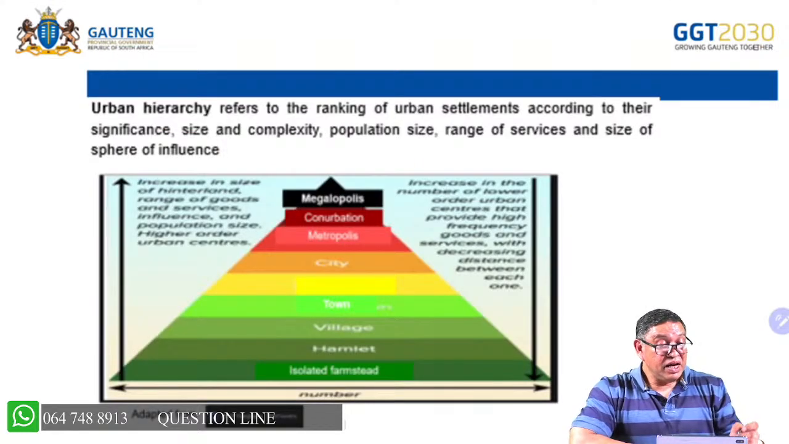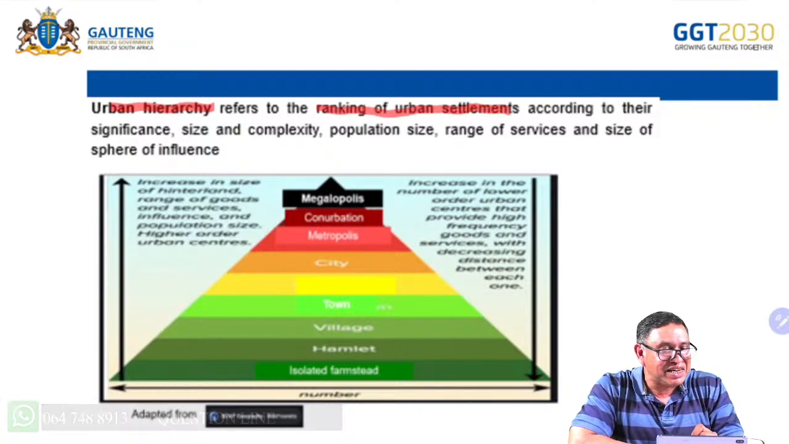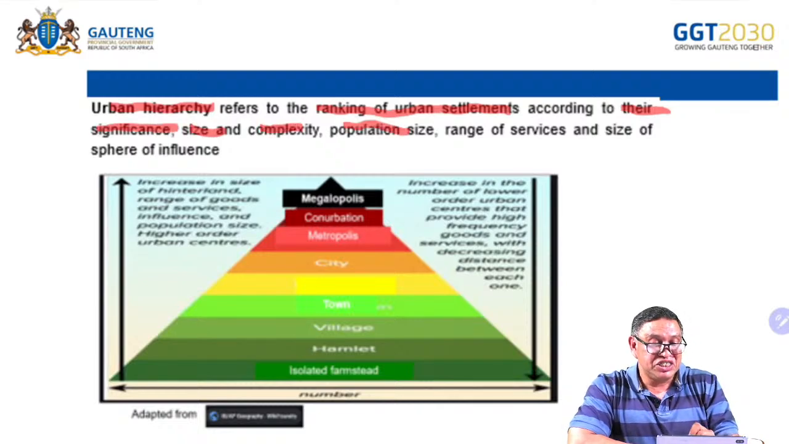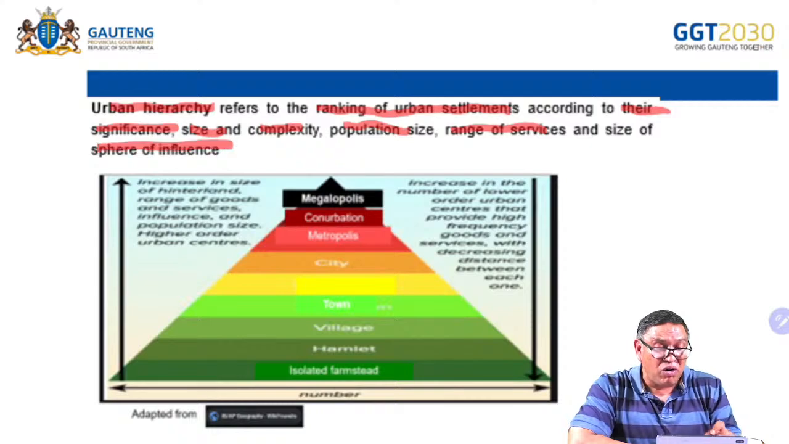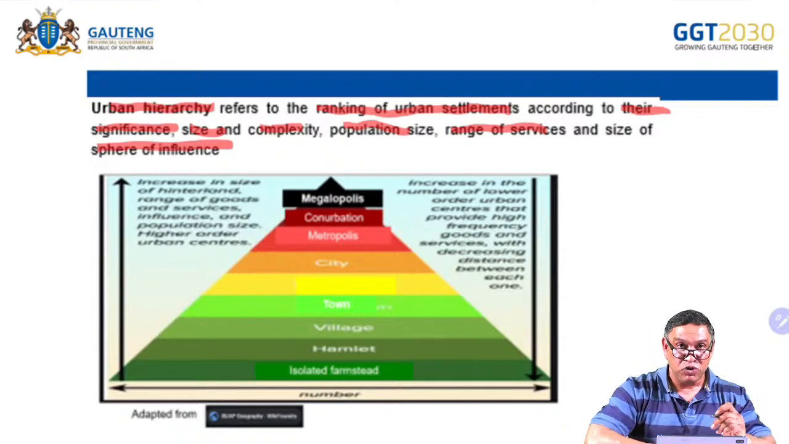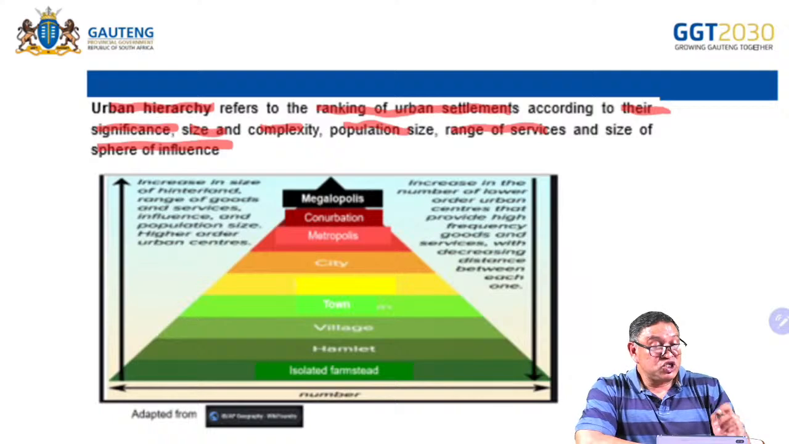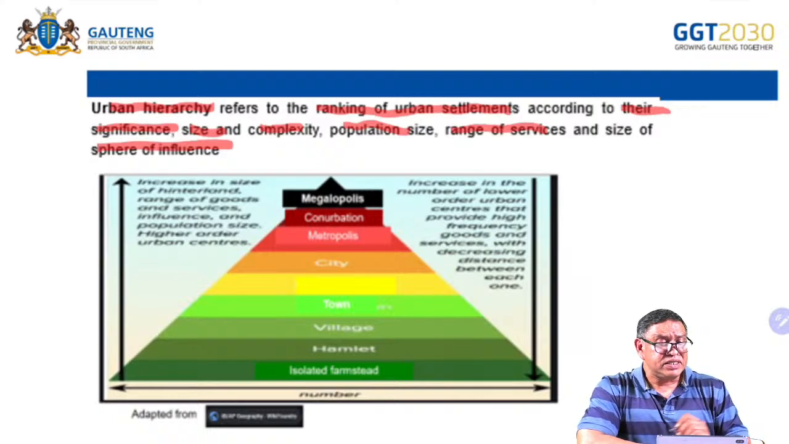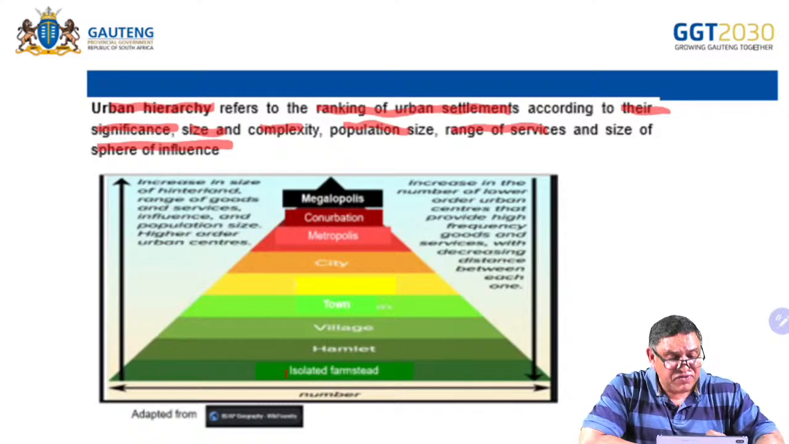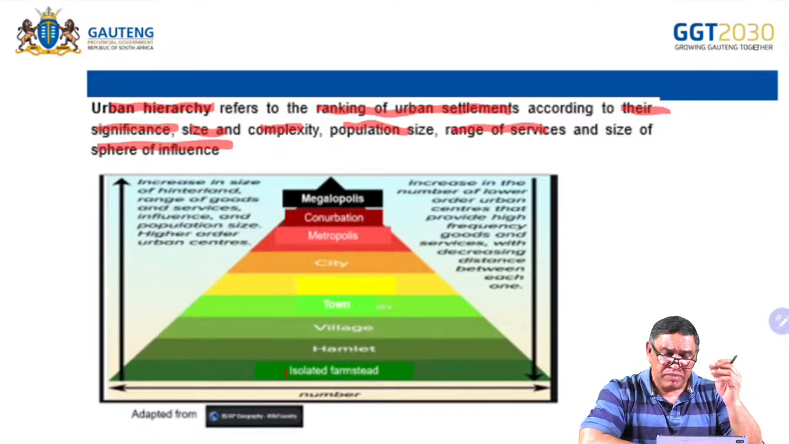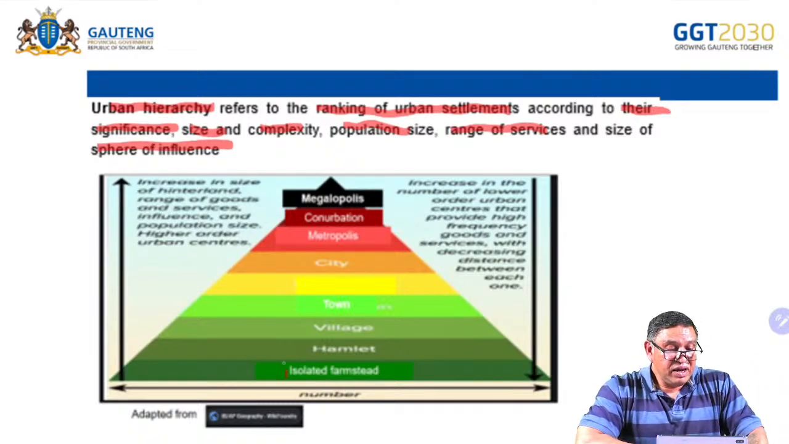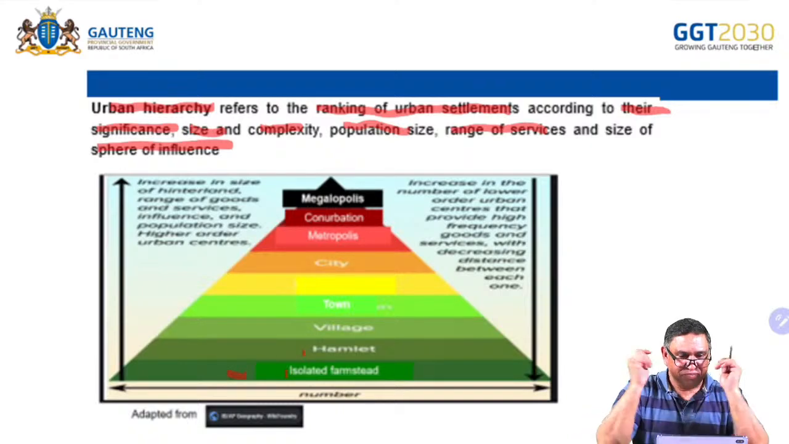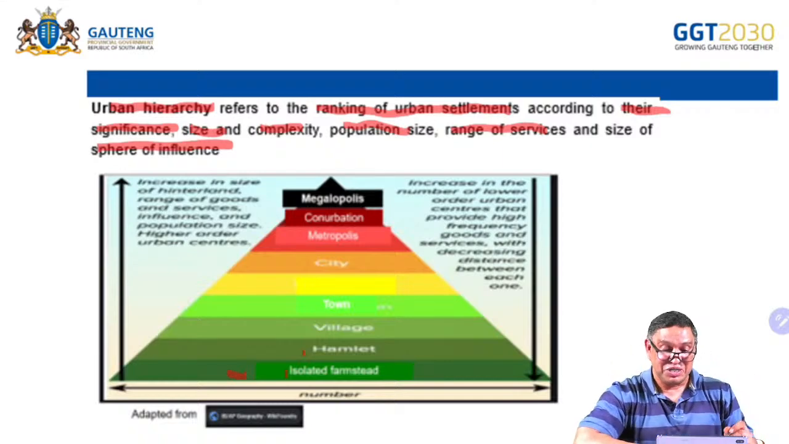All right. Urban hierarchy refers to the ranking of urban settlements according to their significance, size, complexity, population size, range of services. Can you see all these words come in now? The sphere of influence. All right. So when we look at this, we look at isolated farmstead. A single farmstead maybe with a farmhouse. All right. There's many more of this. All right. Hamlet, a loose grouping of farmsteads. This is a section that you were concerned about.